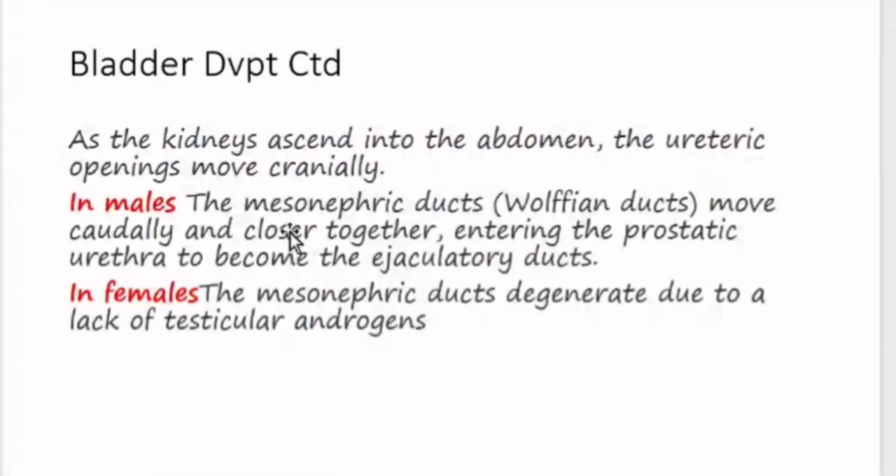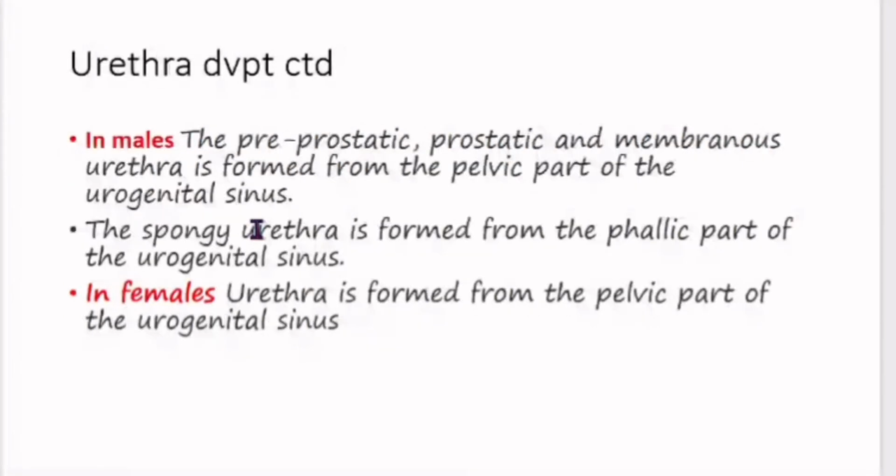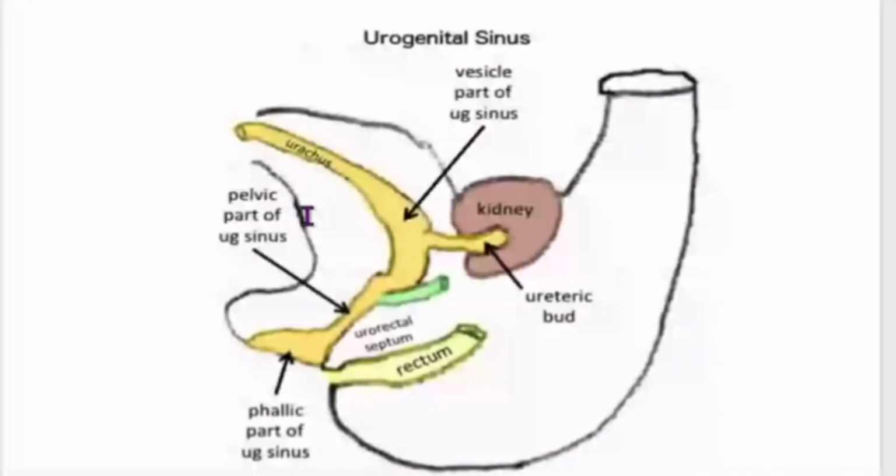Again, the development of the urethra. We have the prostatic, the pre-prostatic, and the membranous urethra. I said they all come from the pelvic part of the urogenital sinus. And then the spongy urethra comes from the phallic part of the urogenital sinus. And the female urethra, the entirety of it, is going to come from the urogenital sinus. And that is that.